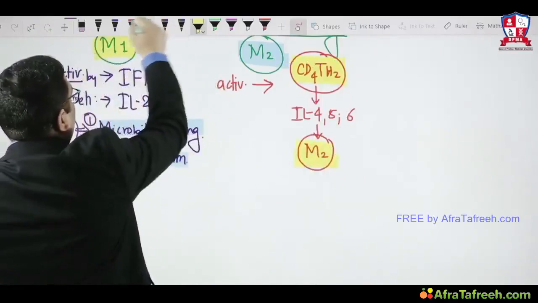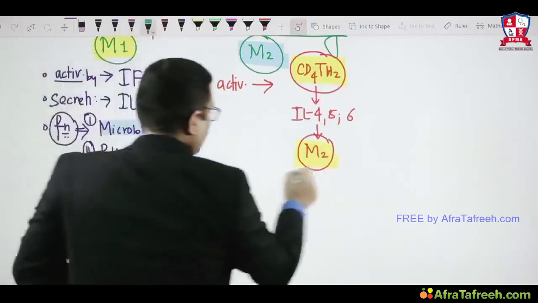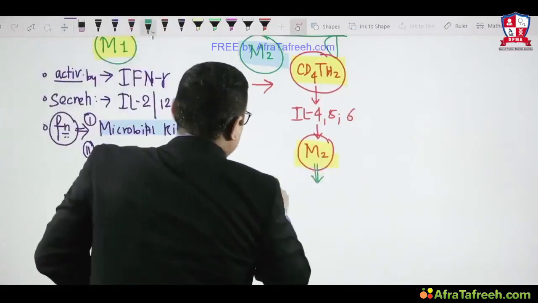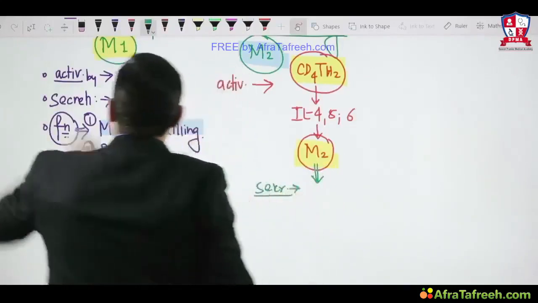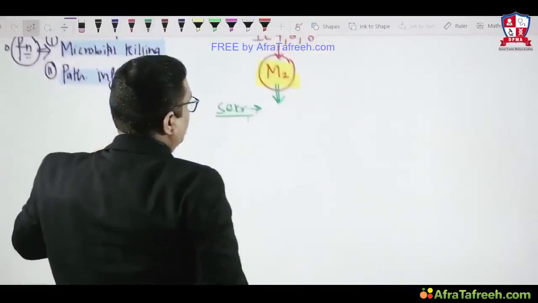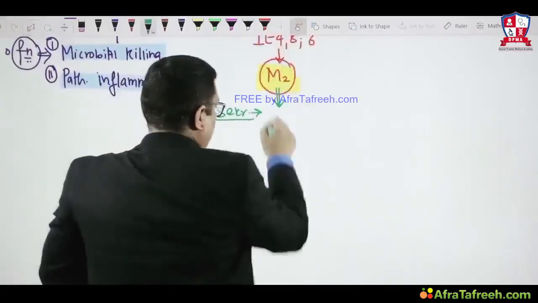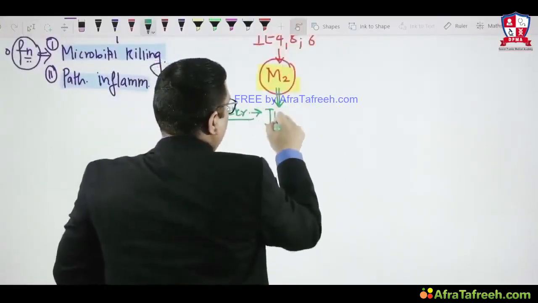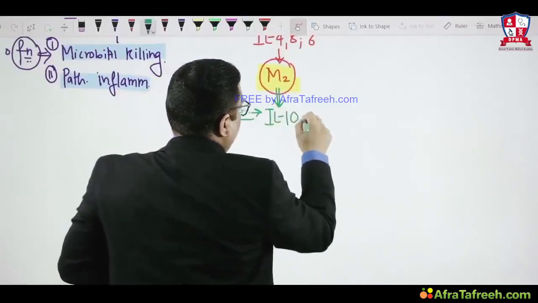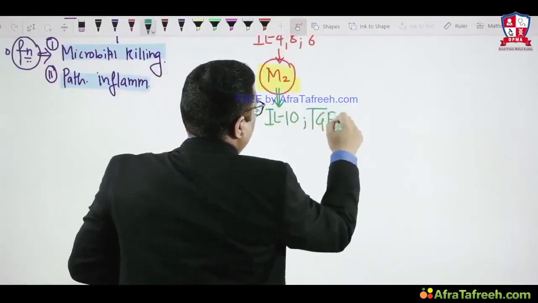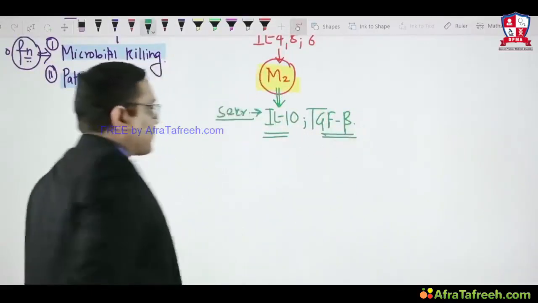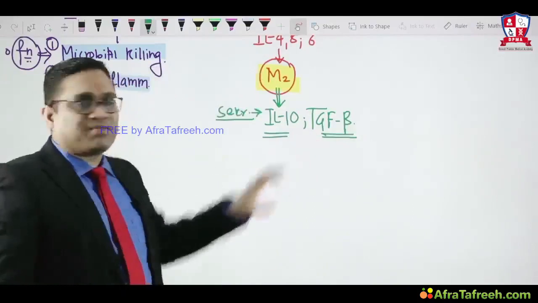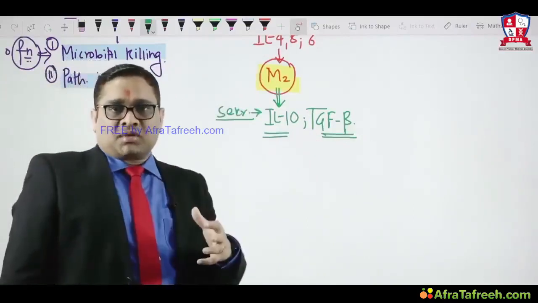And once these alternatively activated macrophages are activated, what are they going to release? What will be the secretions from M2? Alternatively activated macrophages will be releasing cytokines called interleukin 10 and transforming growth factor beta. So now you can see IL-10 and TGF beta. Do you remember when we were discussing cytokines?